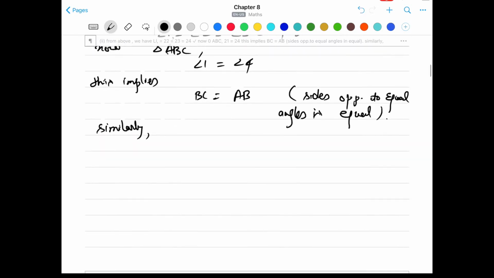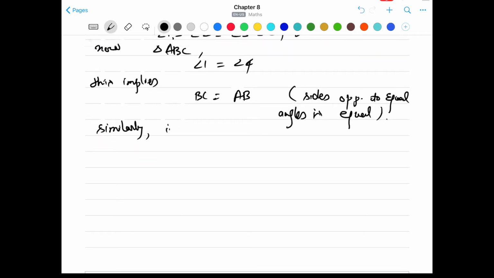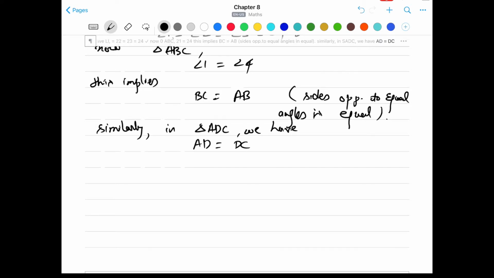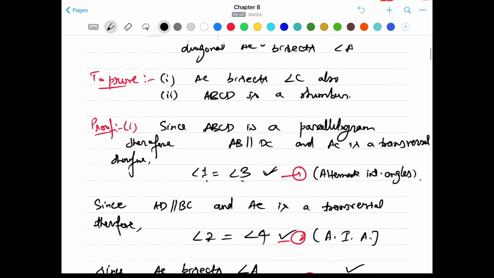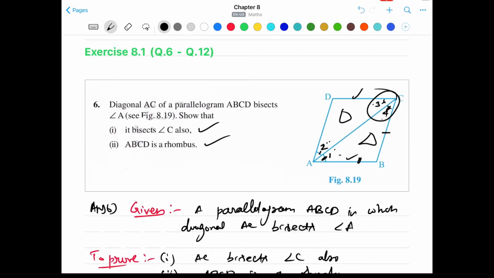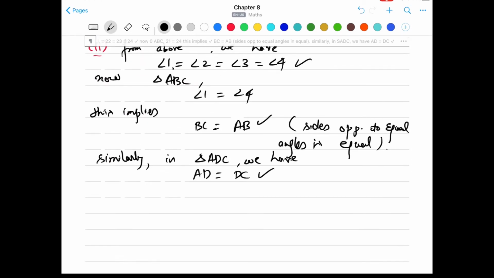Okay, so we'll write similarly in triangle ADC we have that AD is equal to DC. Okay, why? Because in that also the opposite angles, these angle 2 and angle 3 are equal, so their opposite sides DC and AD will also be equal. Okay, so what we got here is these two adjacent sides AB and BC are equal, and the adjacent sides AD and DC are equal.